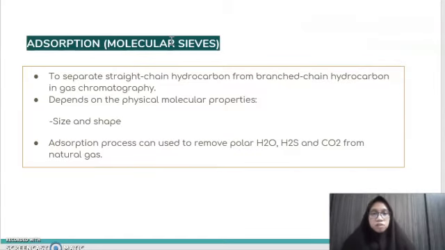Okay, so the absorption or molecular sieve is used to separate the straight chain from the branch chain in gas chromatography. And the molecular sieve depends on size and also shape. If the size of the molecule is bigger than the pore of the sieve, it cannot enter. But if the size of the molecule is smaller than the molecular sieve, it can enter. And the adsorption process can also be used to remove polar H2O, H2S, and also CO2 from natural gas.